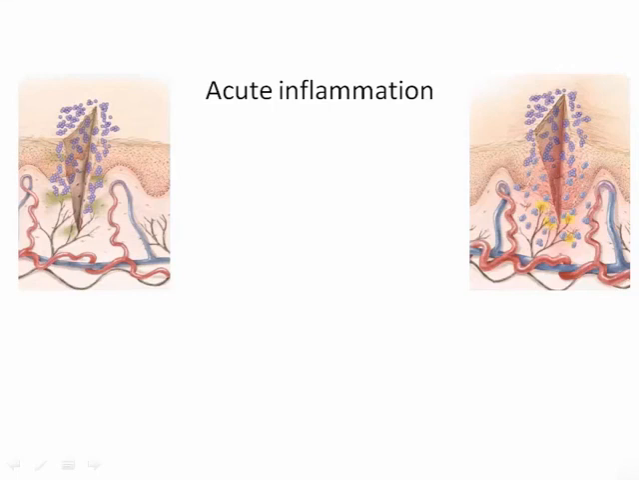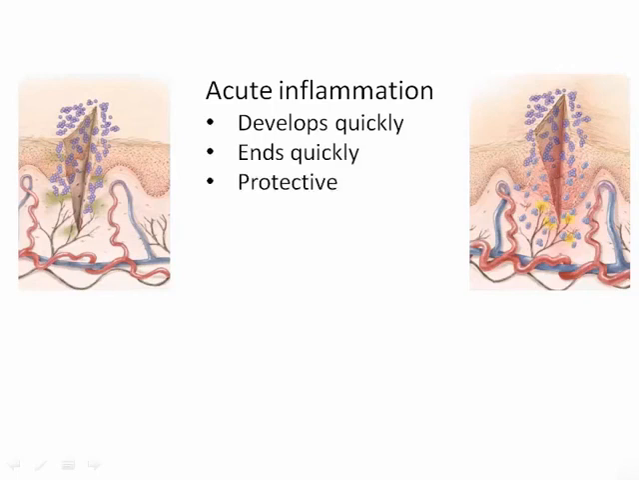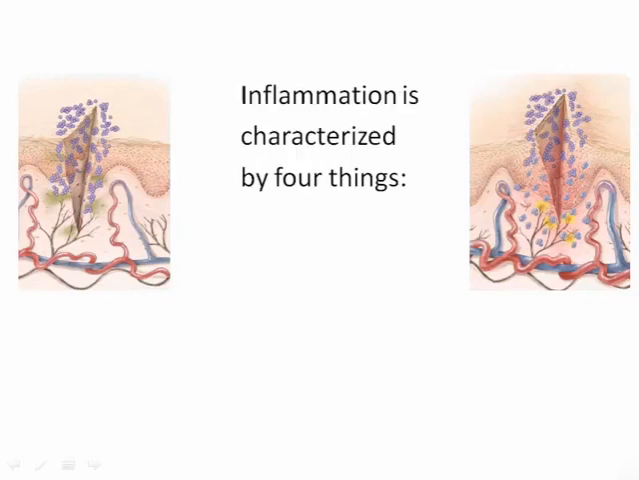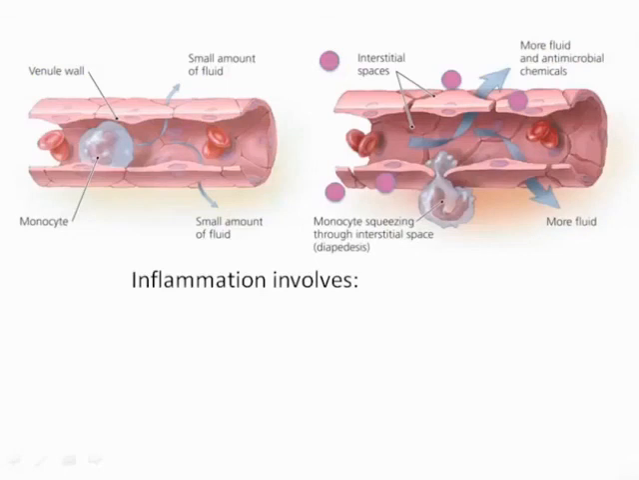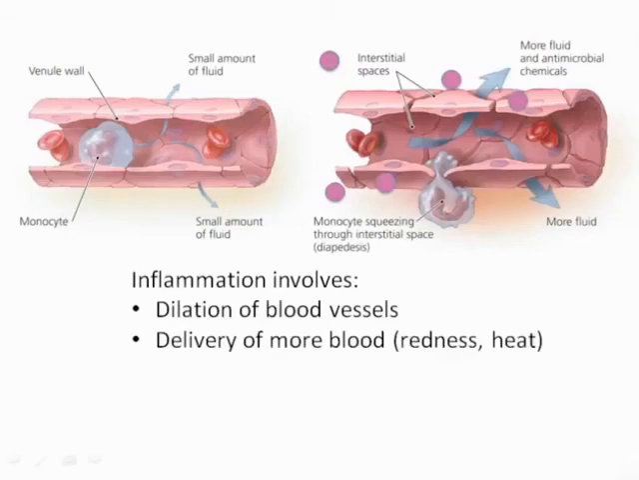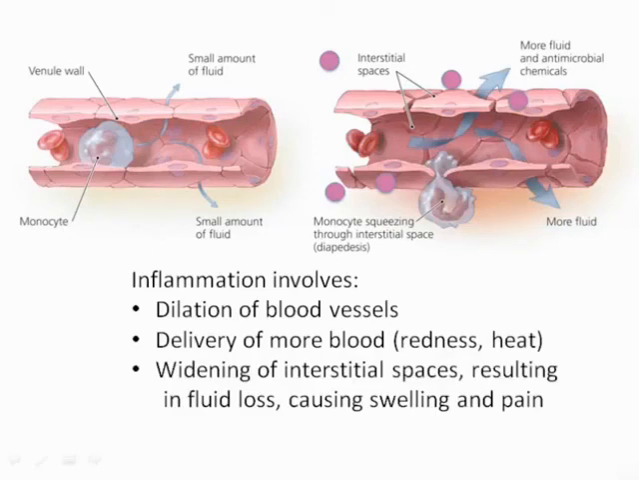Acute inflammation develops quickly, ends quickly, and is part of the body's protective innate immune defense. Inflammation is characterized by four things: redness, heat, swelling, and pain. Inflammation involves the dilation of blood vessels. Dilated blood vessels deliver more blood, resulting in the redness and heat. Inflammation also results in widening of the interstitial spaces. As more fluid moves into the surrounding tissue, swelling and pain occur.